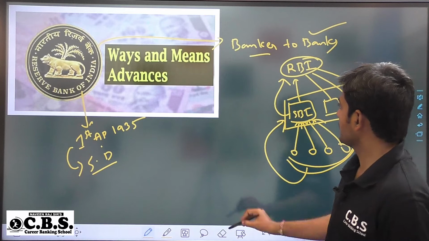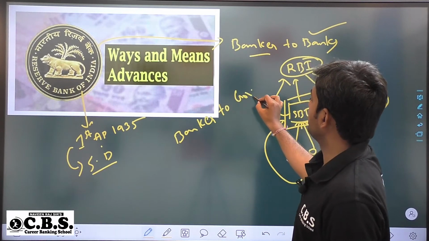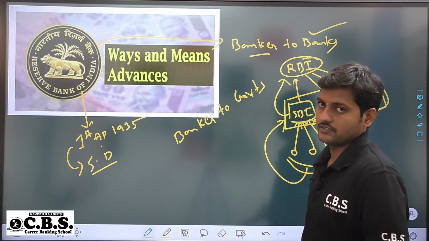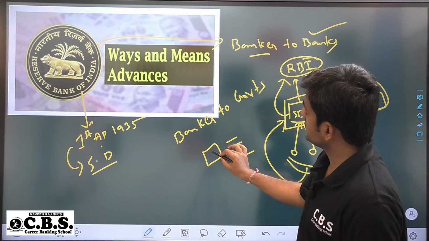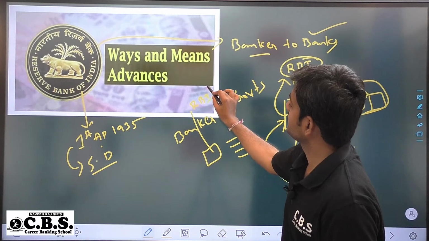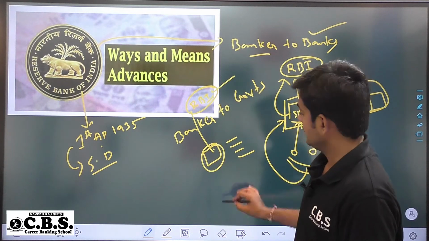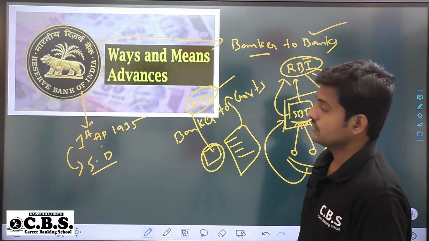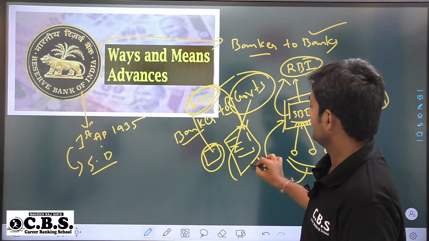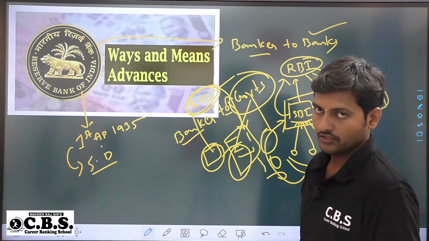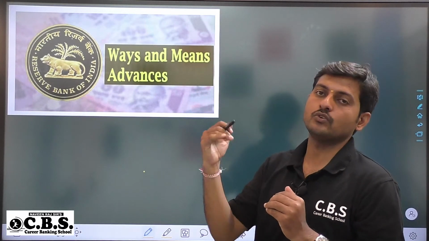Another important point is, Reserve Bank of India is also known as banker to governments. Banker to governments means that the central government as well as state governments borrow money from Reserve Bank of India. So here, banker to government is RBI. State governments also borrow money from RBI. So RBI is the banker to state governments as well. Governments means center and states. So this point is to be kept in mind.